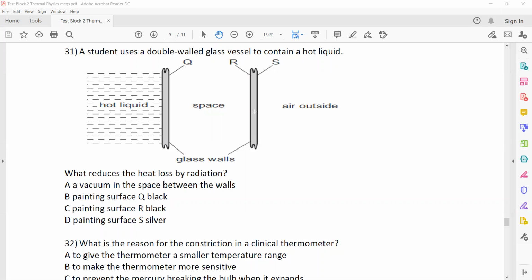Paint the surface shiny. If we paint it shiny, what will happen? The radiation will bounce back, even if it is from outside or inside. That's why D is the right answer.